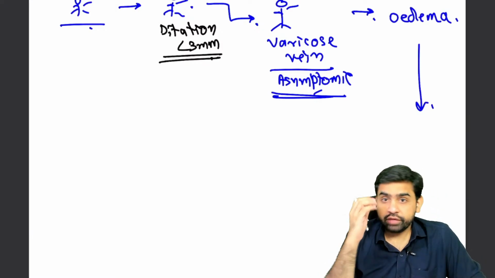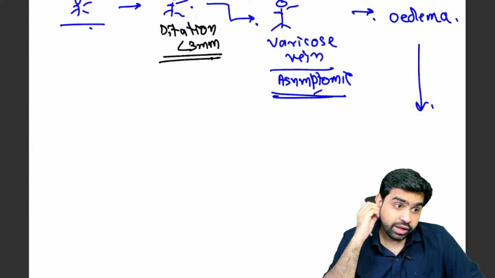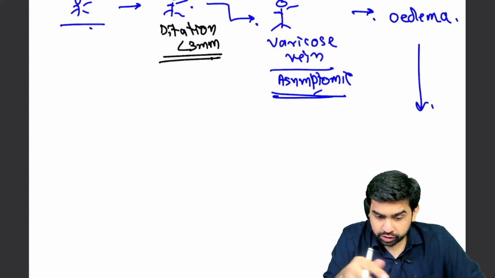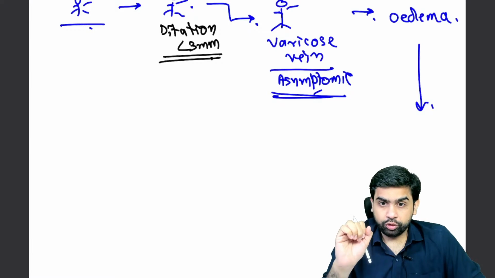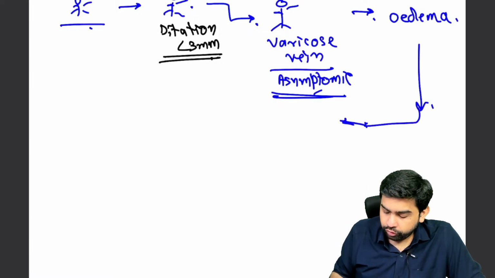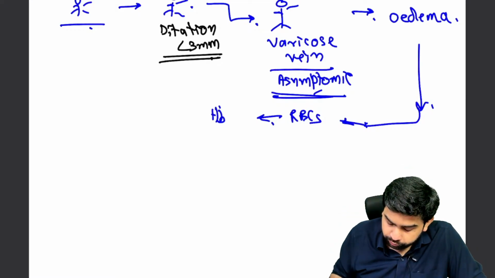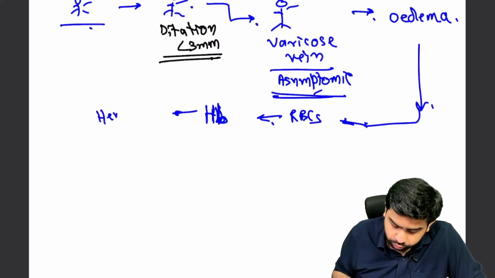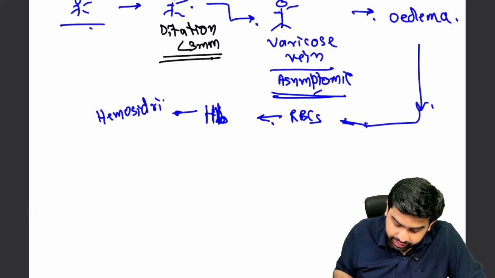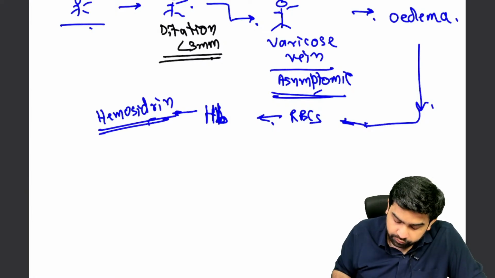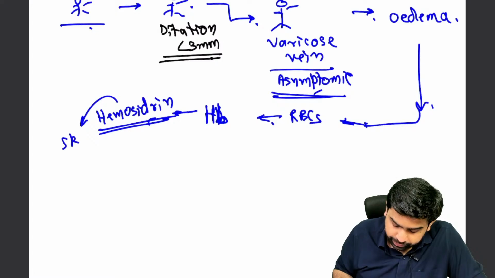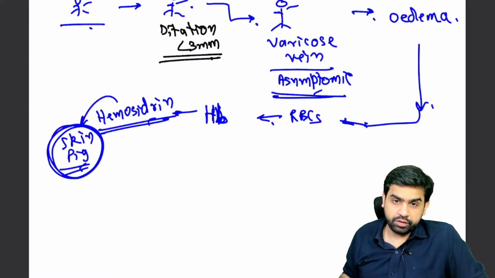Now even at this point of time, if the patients do not get treated, what is going to happen? Through these blood vessels, some RBCs are going to come out, and these RBCs are going to get destroyed. What comes out of these RBCs is hemoglobin. Will this hemoglobin be responsible for the pigmentation? The answer is no. This hemoglobin will be converted into hemosiderin, and this hemosiderin is responsible for the skin pigmentation and the eczema.